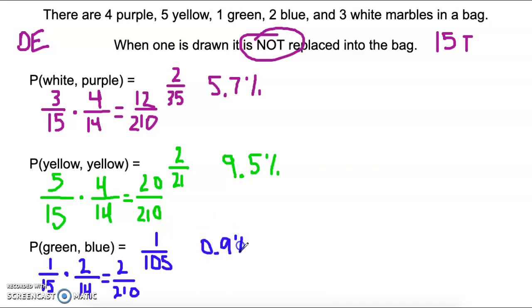So again, this slide, because of this phrase that it is not replaced, that makes it a dependent event because we are taking one marble out of the bag, which means that now the second marble that we draw, there are less possible marbles. There's one less. That's why the denominator got smaller every time. The only time the numerator gets smaller is if it's the same event.